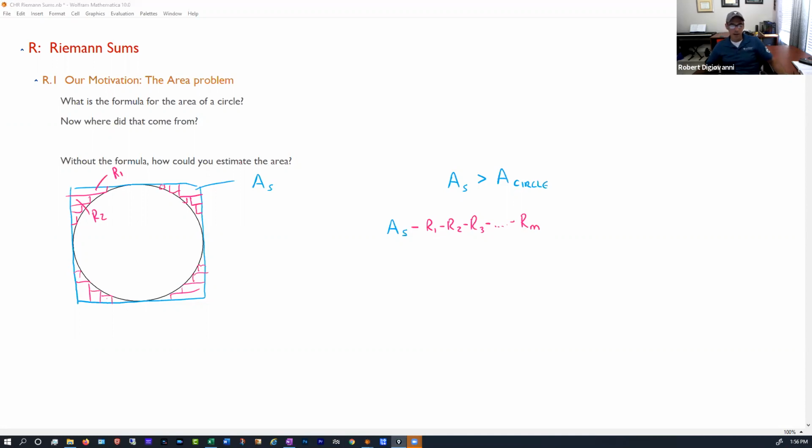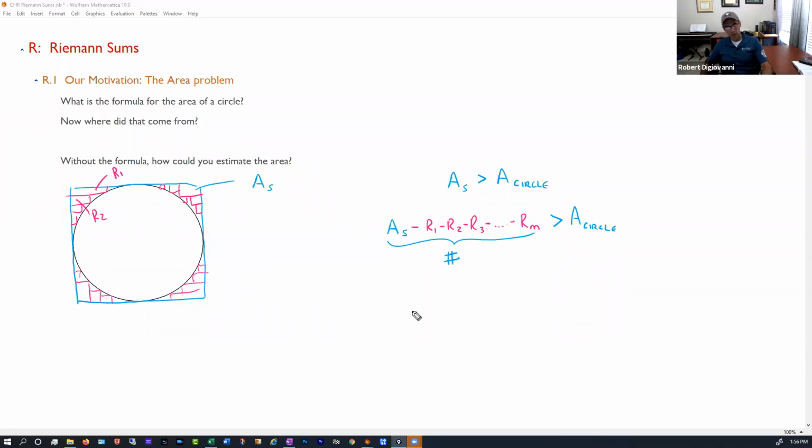Now what can you tell me about that area? Is it still bigger than that area of the circle? It's still bigger? I think, yeah. Yeah, it's still bigger because you're missing gaps again. So this should still be bigger than the area of the circle. But this is a second number, right? It's some number.